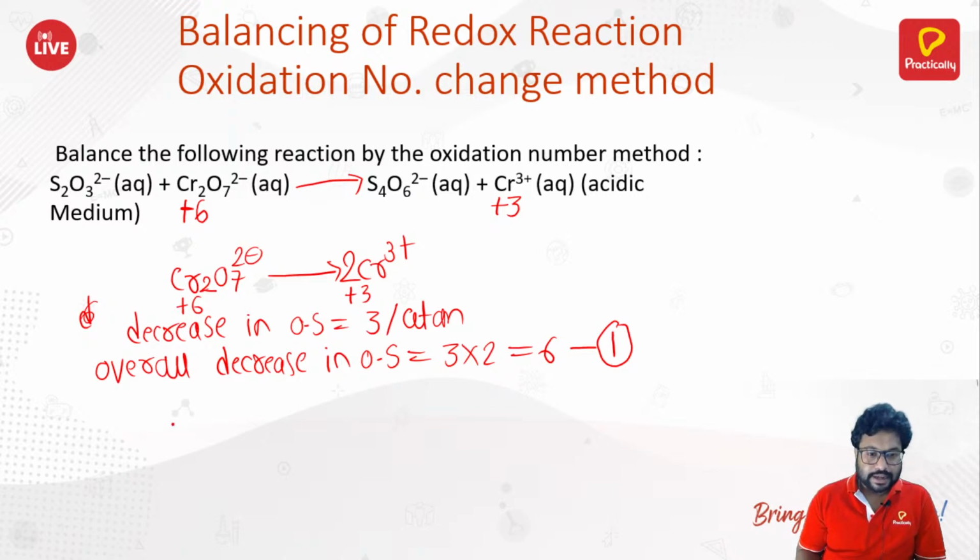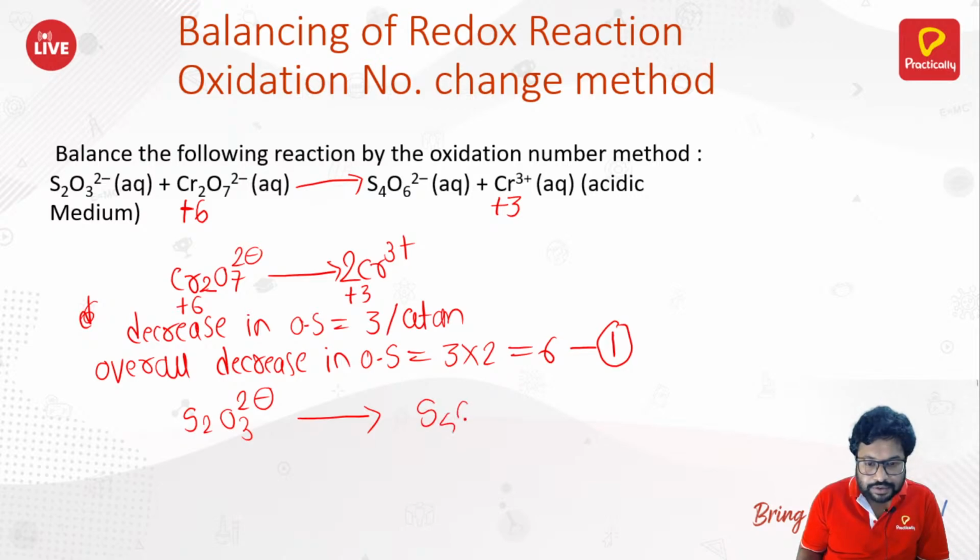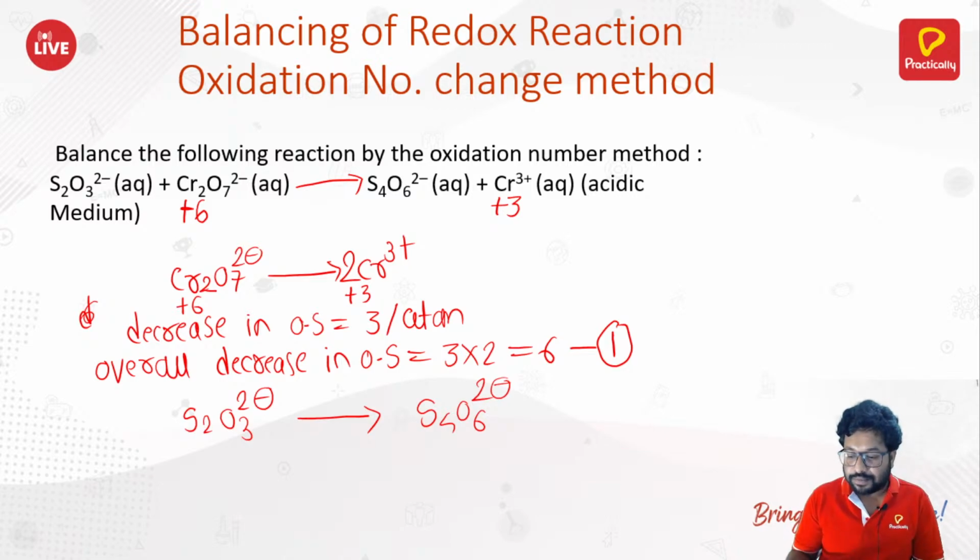Second, S2O3 2- is forming S4O6 2-. Now you need to find out the oxidation state. First of all, you need to balance the atoms. How can we balance it?